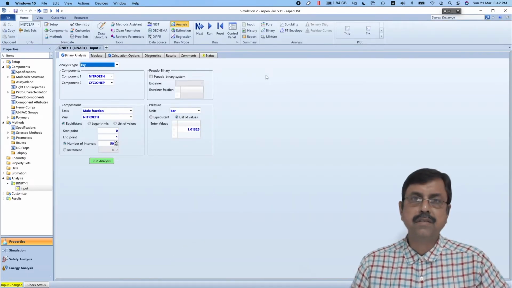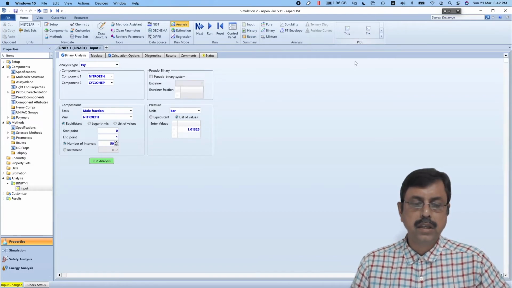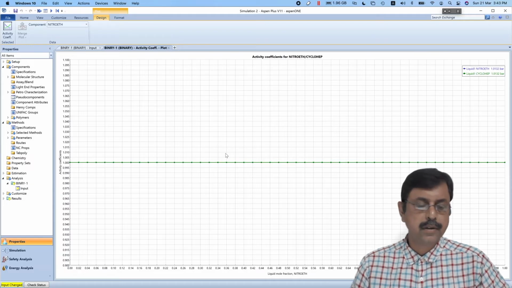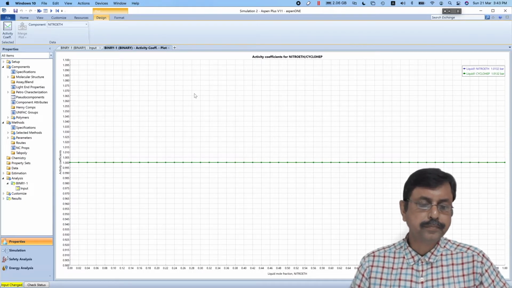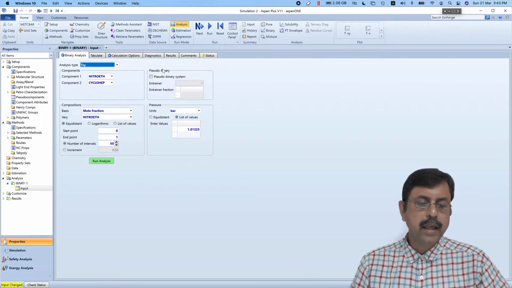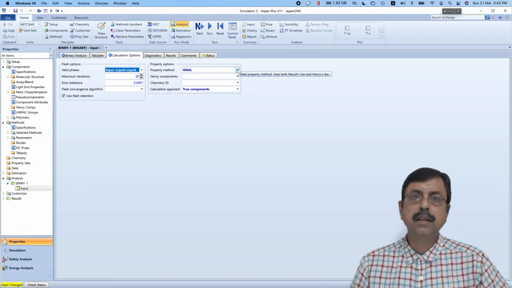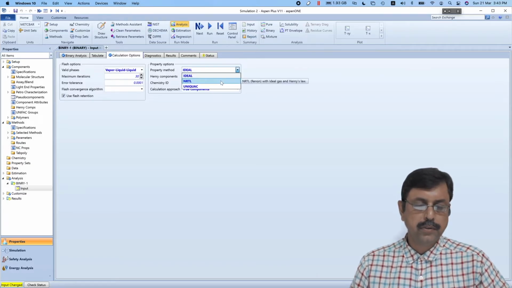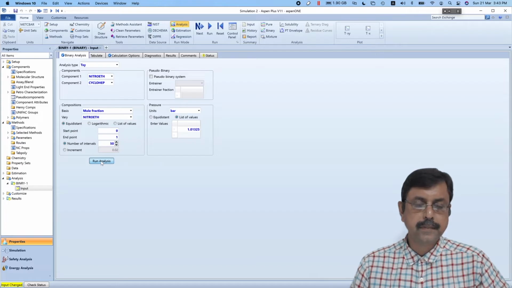Now, as we know, the activity coefficient of an ideal system is always 1. So we expect that we will get a curve of unity, and that's what we get here. So the value of the activity coefficient is 1 at any mole fraction of nitroethane or cycloheptane. Next, we shall take the inertial property method in the calculation option. So just press inertial and redo the binary analysis.